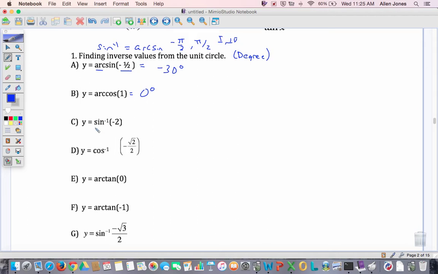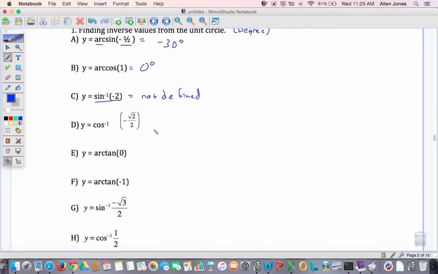Letter C, y equals the inverse sine of negative 2. If we recall the definition of our sine function, it goes up to 1 and down to negative 1. So here that does not fall between there, so this is not defined, or undefined. Inverse cosine of negative square root of 2 over 2. With cosine, we're looking at quadrants 1 and 2. So we go to quadrant 2, we find that at 135 degrees.